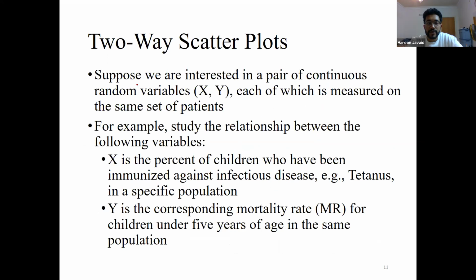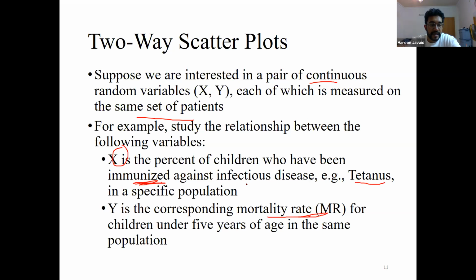Okay. So suppose we are interested in a pair of continuous random variables. Continuous, again, is important. From the same set of patients, for example, the study has on the x-axis, important to note, the x-axis is always going to be the independent variable. So over here, it's the amount of the specific population who have been immunized against tetanus. Basically immunized because this is what they had control over. They could immunize people. And y was the corresponding mortality rate. They can't control the deaths.